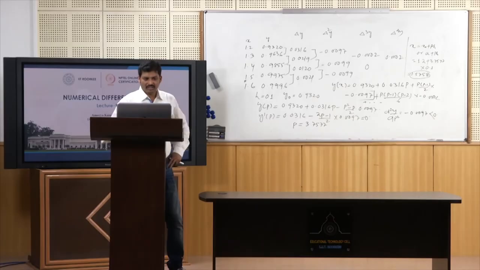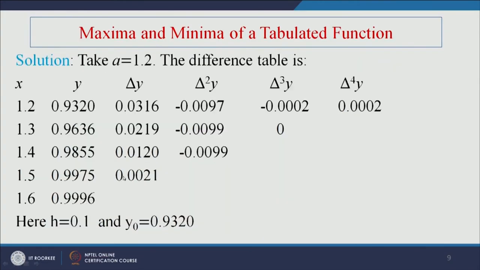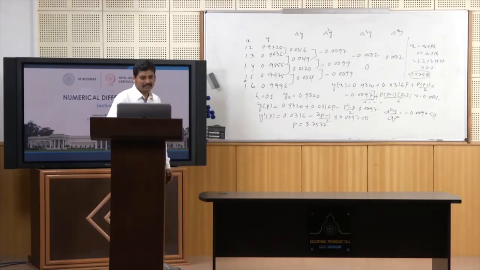And if we want to evaluate this polynomial at that point, especially we have to consider that yn, for 1.6, the particular value will be 0.9996 here, then plus p nabla of yn, where p is giving you the value minus 0.242. So, minus 0.242 into nabla of yn, if you see this backward difference table here, that is giving you 0.0021, and plus then p into (p plus 1) by 2 factorial del square of yn here. So, p is given as minus 0.242 into (minus 0.242 plus 1) by 2 into minus 0.0099 here. Then the final value we obtain is 1.000 up to 4 decimal places.